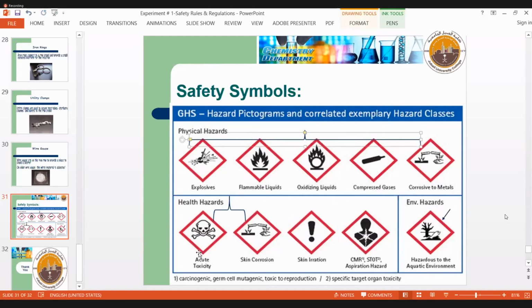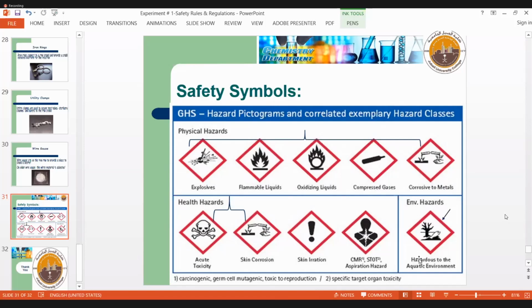Next, go down. In health hazards, you have to study only these two, first and second. Toxicity, number 1. Second is skin corrosion. This is the same as corrosive to the metal, because this is acid. If any acid falls on your skin, the skin cracks. So these are health hazards also. And the last one is the environmental hazard.